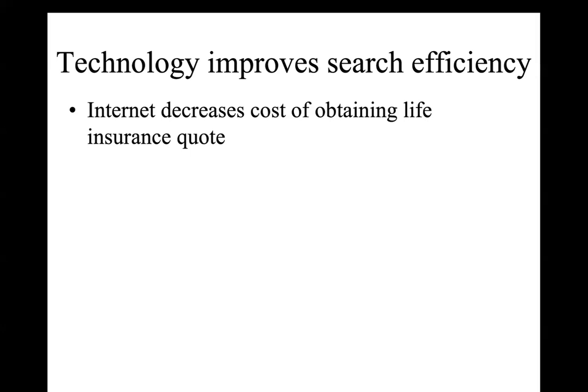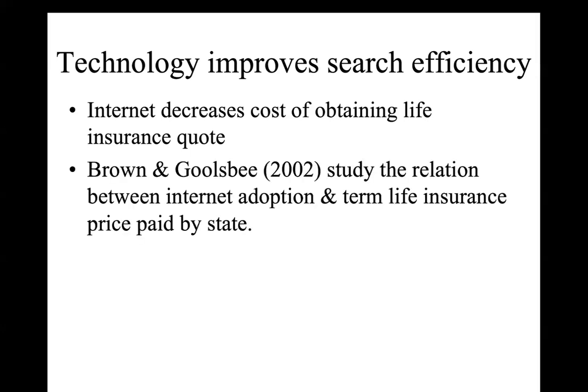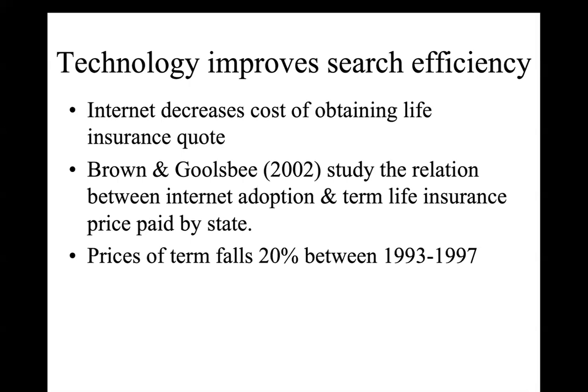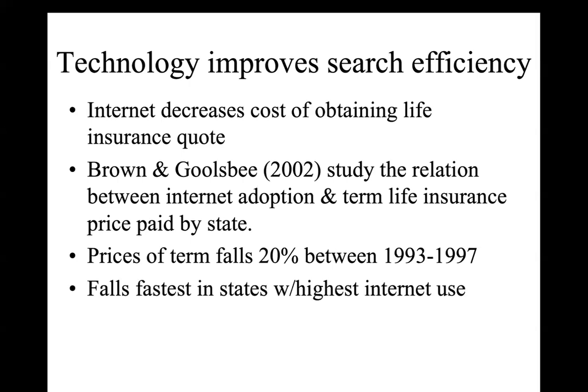Okay, so it's really easy for someone to go on and request a quote for term life insurance policies on the internet. This is pretty old, but it's a good example. Brown and Goolsby in 2002 looked at this relationship between obtaining insurance and internet use. What they found was that more people became insured and that the price they paid for term insurance fell by 20% in the states they were looking at, and that this impact was the greatest in the areas where internet use was the highest.